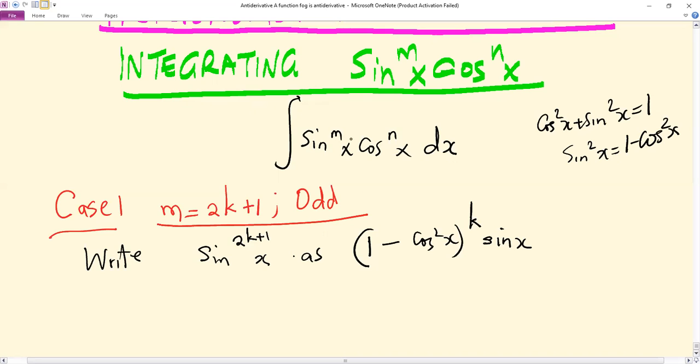Remember from laws of indices, if you have a number a raised to power 2k plus 1, it is the same as a raised to power 2k times a raised to power 1. And a raised to power 2k is the same as a raised to power 2 and then raised to power k, and then you multiply by a. So where our a for this case is sine, sine squared can be written as 1 minus cos squared, and then raised to power k times sine x.